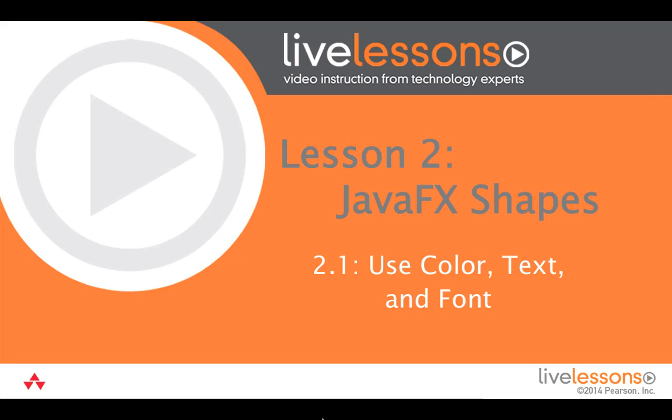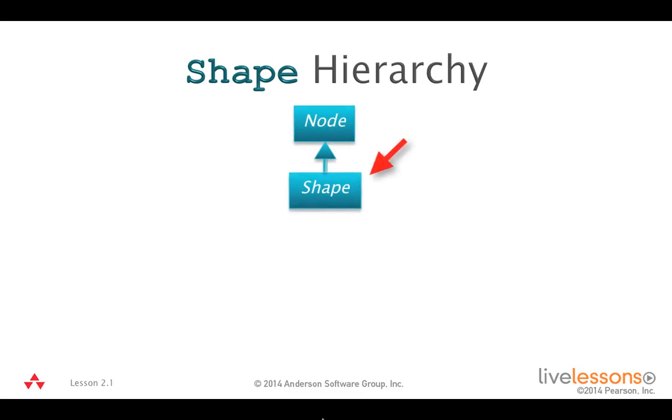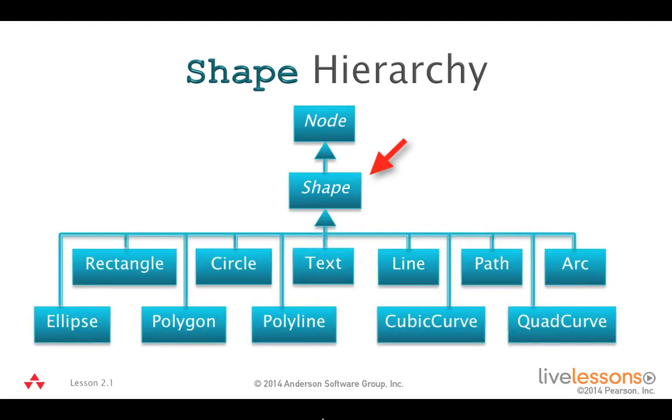This is lesson 2.1, use color, text, and font. Let's begin by showing you the shape hierarchy. In this diagram, node and shape are both abstract classes, and shape is a subclass of node. Underneath shape are all the JavaFX shape classes that you can instantiate.